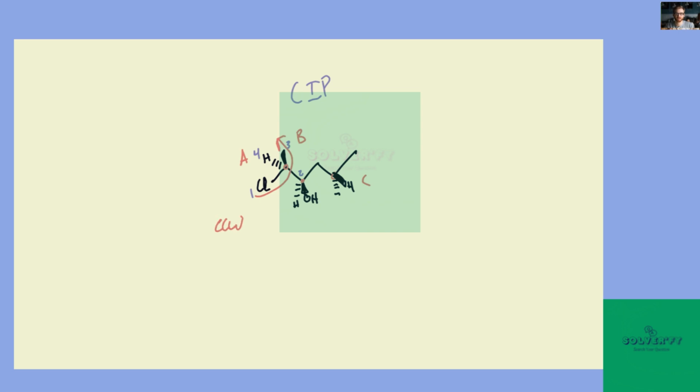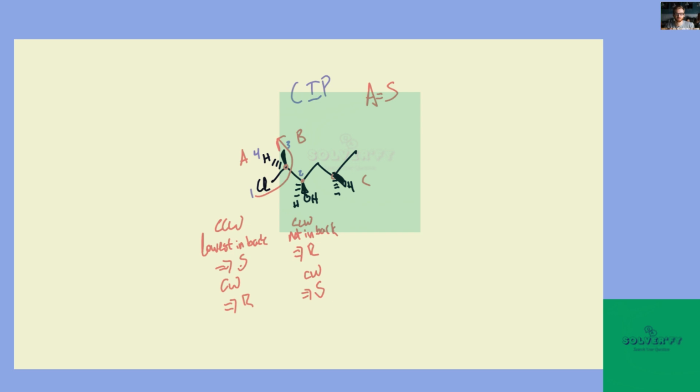Now, counterclockwise, when the lowest priority substituent is in back, corresponds to S. Clockwise corresponds to R. And then when the lowest is not in the back, counterclockwise corresponds to R, and clockwise corresponds to S. Okay, so we've got that carbon taken care of. A is S. Let's look at B.